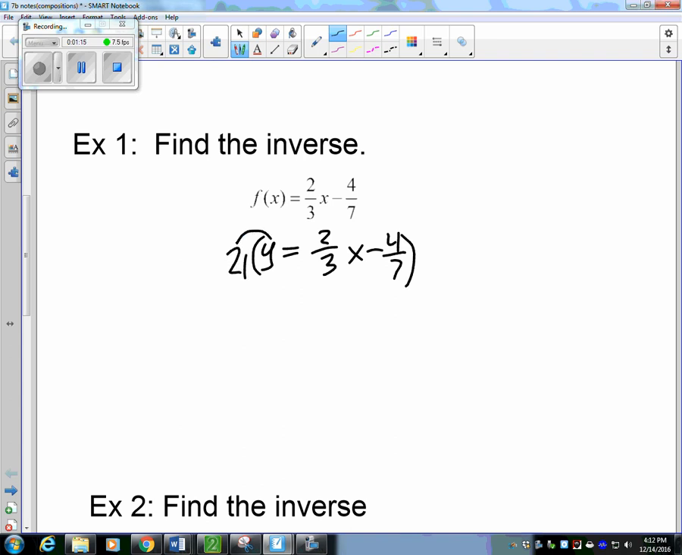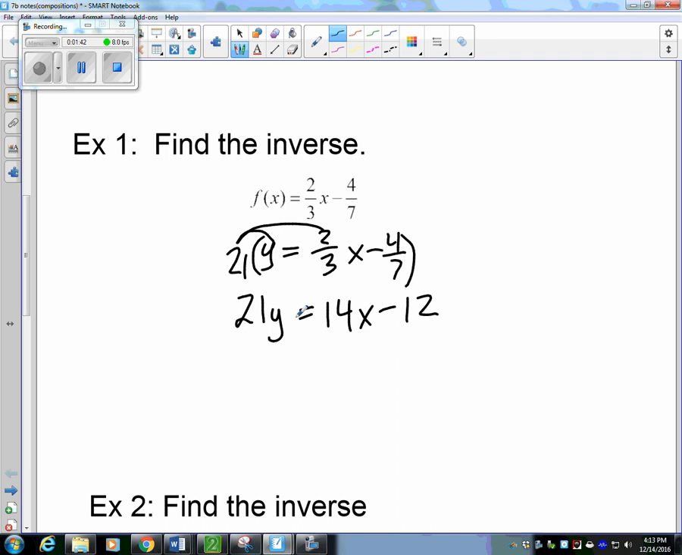So 21 times y is 21y. 21 times 2/3: 21 divided by 3 is 7, 7 times 2 is 14. And 21 divided by 7 is 3, 3 times 4 is 12. However you do it, as long as you get 14x minus 12, you're good.